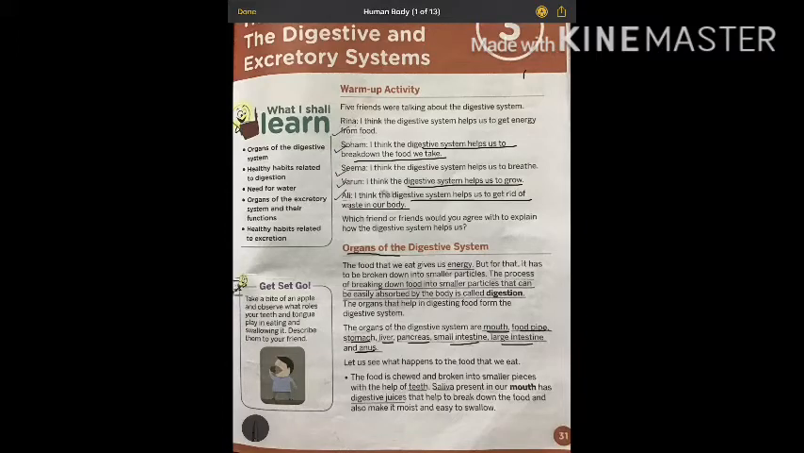Now, the digestive system has the main role of doing digestion. Let's understand now what is digestion. I have marked it here. You can just underline it in your reader also. The process of breaking down food into smaller particles that can be easily absorbed by the body is called digestion.